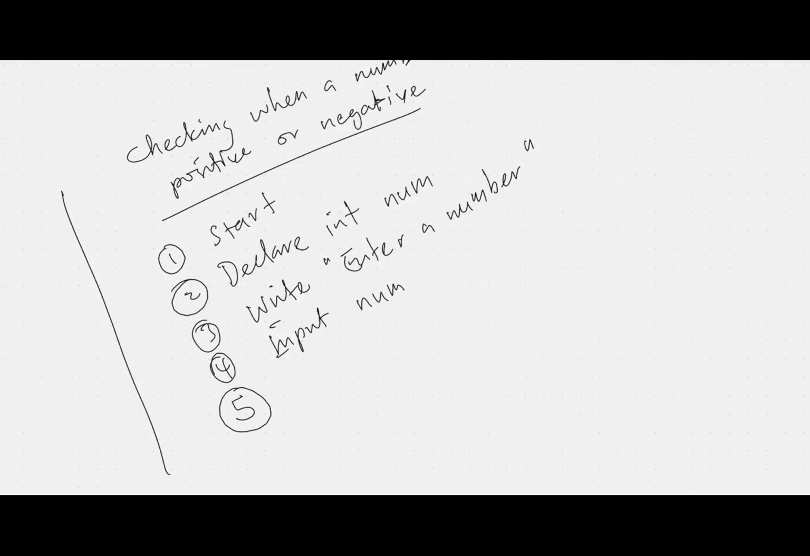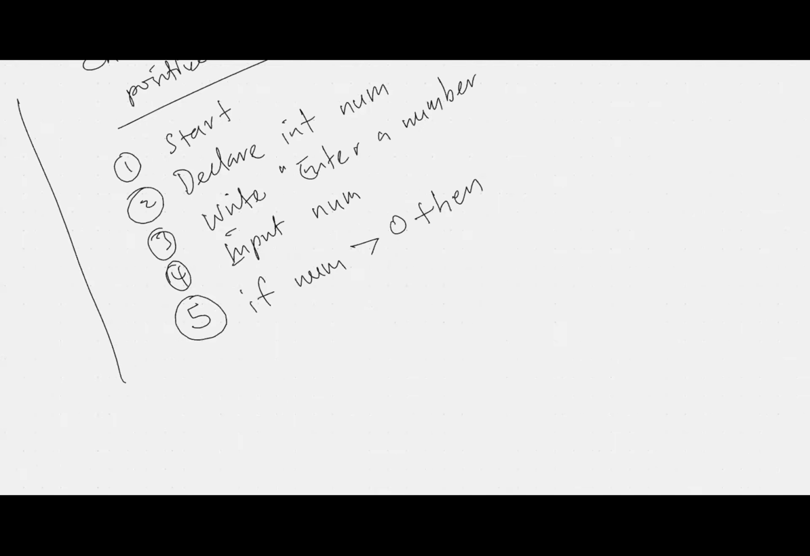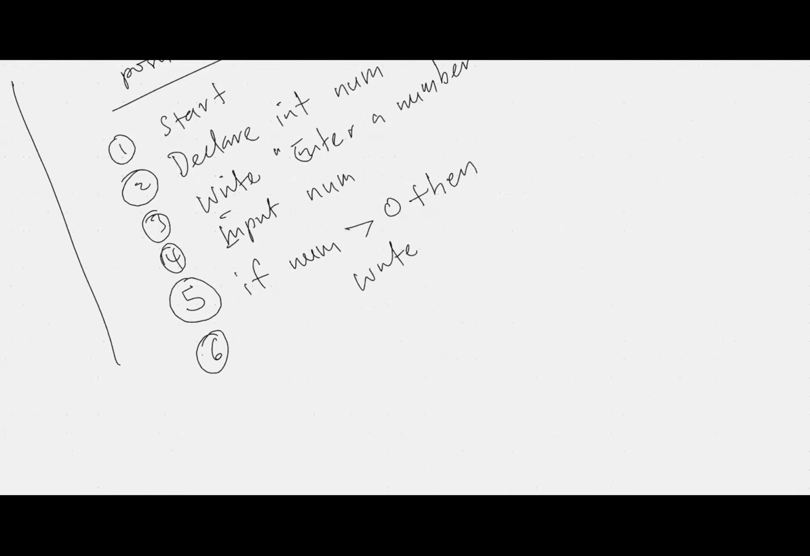So after inputting the number, can we say, if num is greater than 0, then it's positive. Then number 6. Positive. Okay. That's good. So what do we do next?